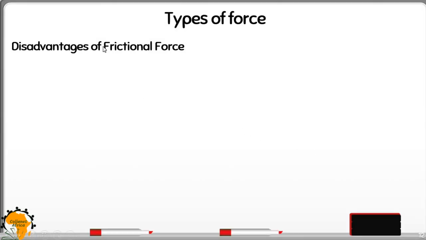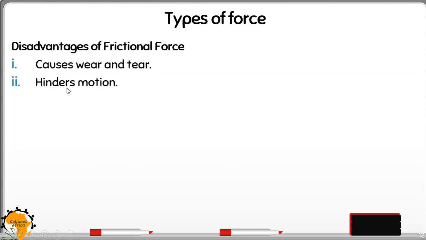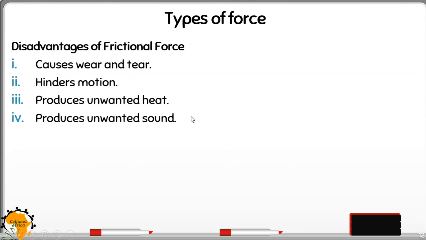Then we move to disadvantages of frictional force. One, it causes wear and tear. When you have the machine and we have the moving parts of the machine, you find that as you continue using the machine, the moving parts are destroyed. They are destroyed because of the frictional force, because it causes wear and tear. Then it prevents motion. It produces unwanted heat, or it produces unwanted sound. You can even look at a simple machine like a wheelbarrow. When you are working with it at home, you always find that if it is not oiled or if it is not maintained well, as you move it will make unnecessary noise. And if you touch that moving part, you find that it is hot. And finally, you will find that that part will get destroyed.